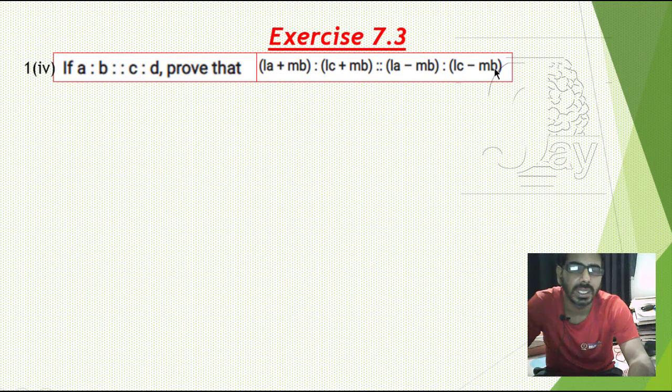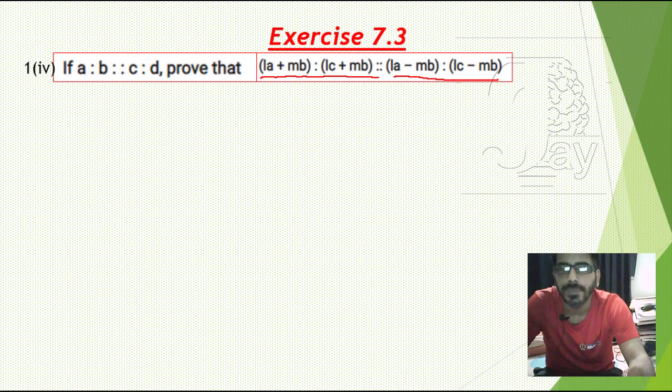Okay, so let us see this question. Question number 1 says A, B, C and D are in proportion. Okay, so A is to B is same as C is to D. We have to prove this condition. Okay, so on the left hand side you can see one of the ratios, that is LA plus MB by LC plus MD, is equal to LA minus MB by LC minus MD.